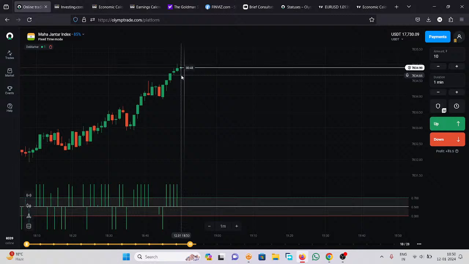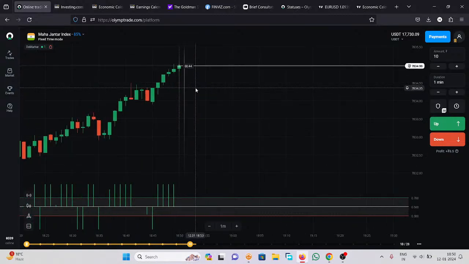If you are from Pakistan, then it's 12 to 10. That's it. However, you can open the trade anytime. There is no restriction for you.